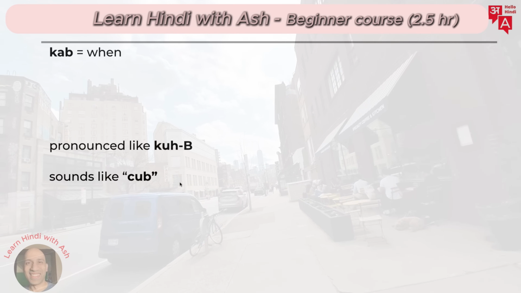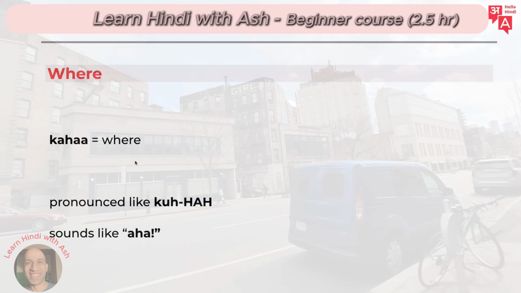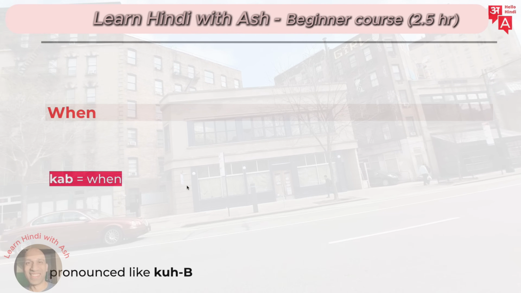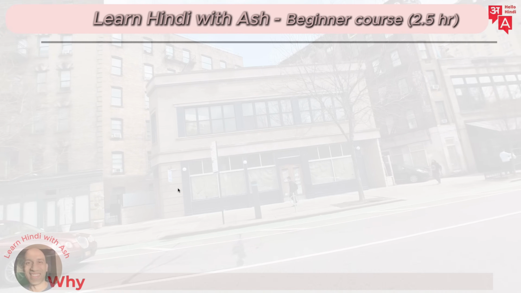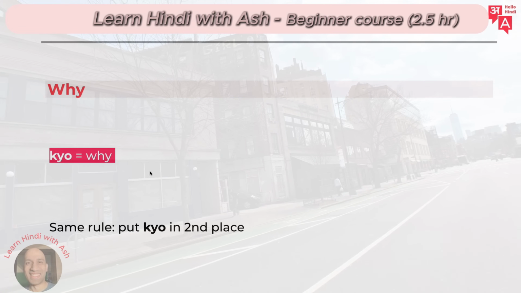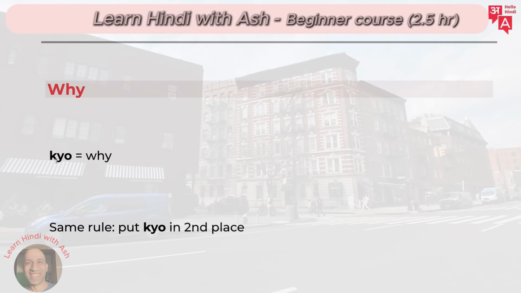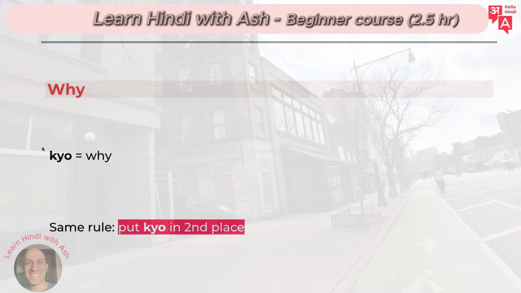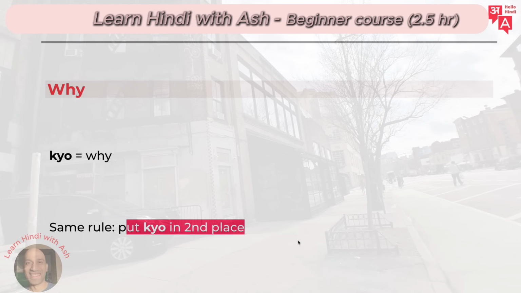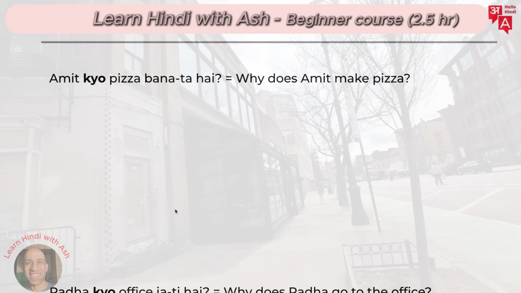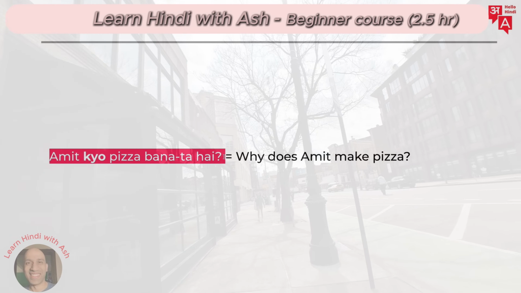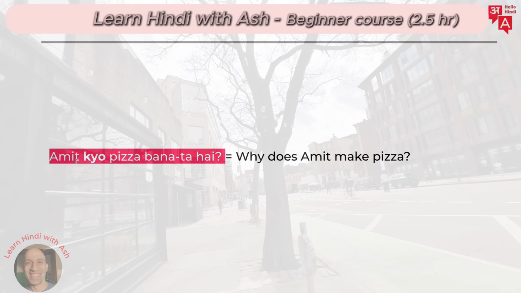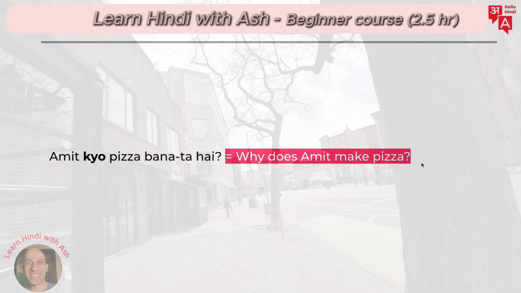So let's see how many we've done so far. We've done kaha, which is where. Then we've done kab, which is when. Now we've got the third one, kyo. Kyo is not as important for our conversations, but it's right here. So the same rule, put the kyo in the second place. Kyo means why, put the kyo in the second place, right? So let's see how we can say this. Amit kyo pizza banata hai, right? Amit kaha pizza banata hai, kab pizza banata hai, and now this one time we've got Amit kyo pizza banata hai. Why does Amit make pizza?